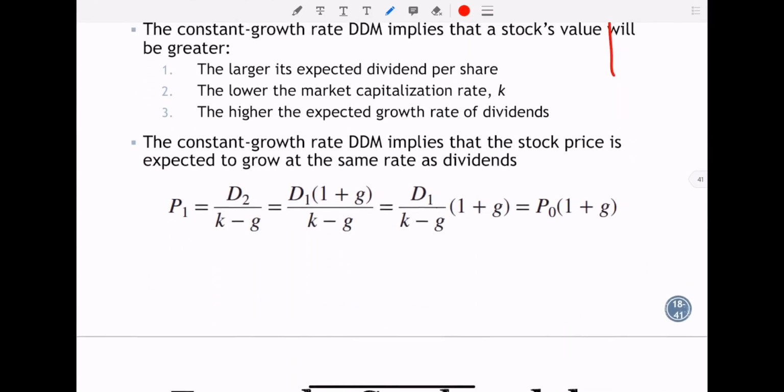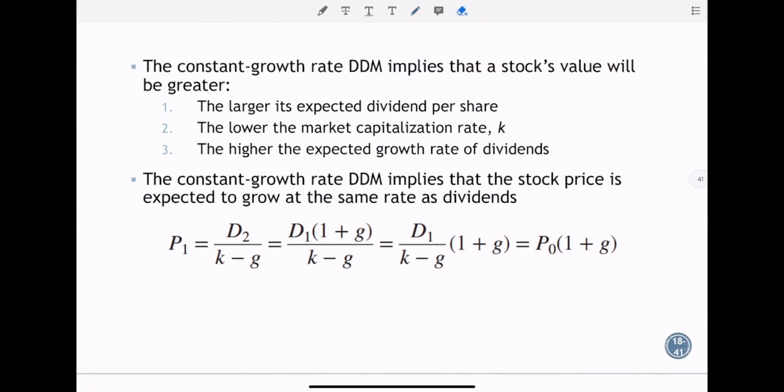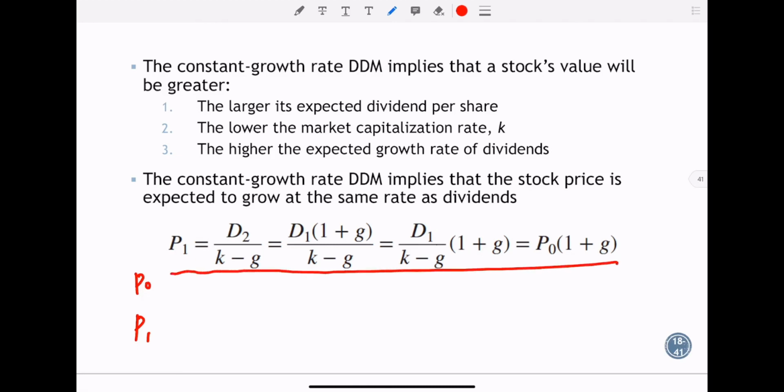Okay, now let's see a second result. You can see that the second result is the constant growth dividend discount model implies that the stock price is expected to grow at the same rate as dividend. That is, we want to think about P0 and P1, right? So P0 is the current stock price, and P1 is tomorrow's stock price. And then you can see that here we have a simple proof to show you that P1 equals P0, 1 plus G, right?